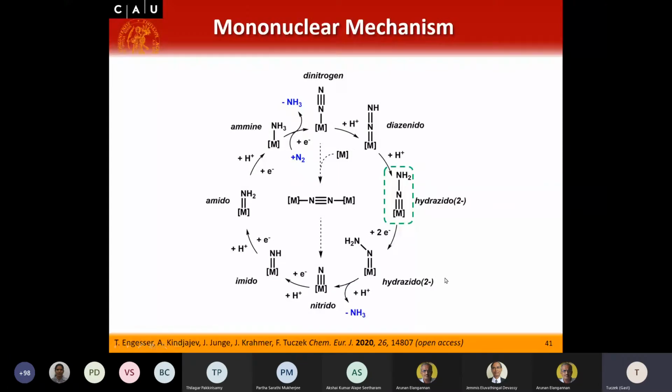So we go from the N2 complex over the diazenido to this hydrazido 2- complex, and further on here. And actually it was a question whether these systems follow a dinuclear pathway, based on a publication which came out in 2019.